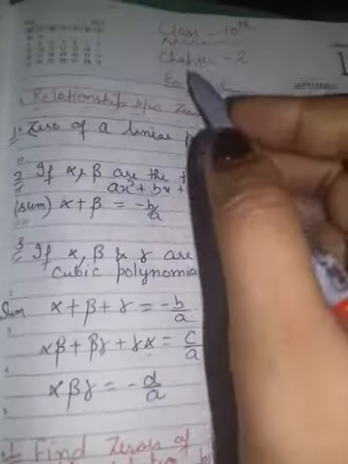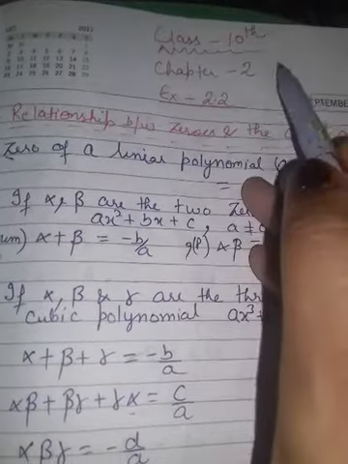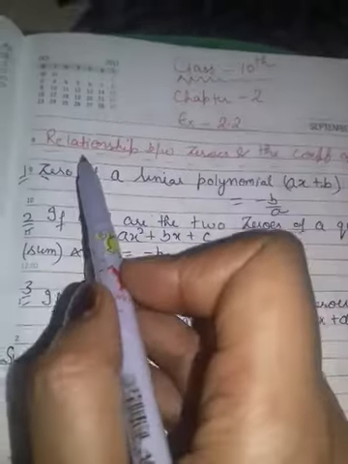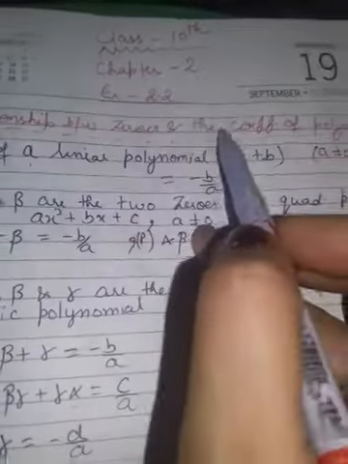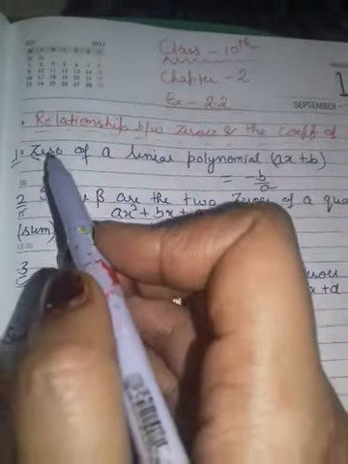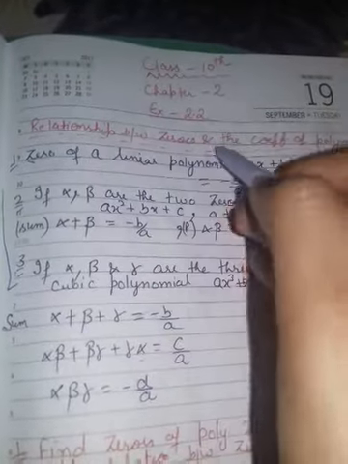Hello friends, let us discuss the concept of class 10th, chapter 2, exercise 2.2: the relationship between zeros and the coefficients of a polynomial. Yes, you have to learn these, and how we will express the relation.